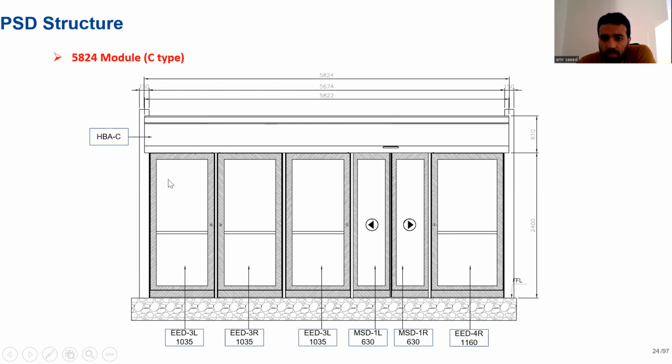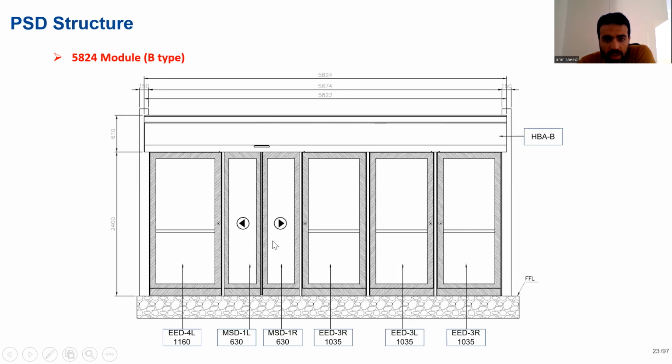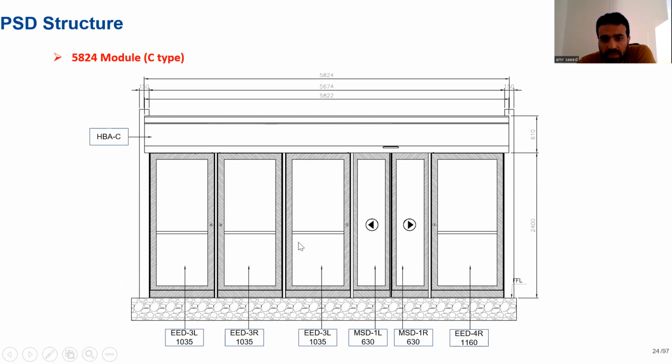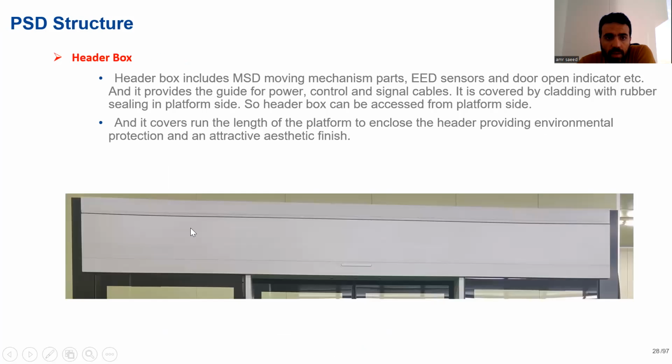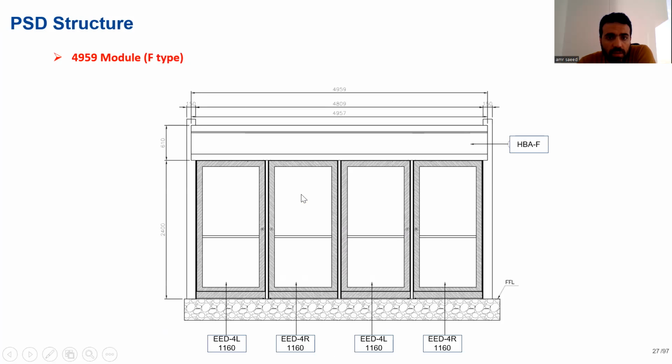You can find another module C with a different, not in different dimension, but the order of MSD is different. Here in this drawing, it's here. In this drawing, it's here. Type D, type E, type F. Okay, these are the types.